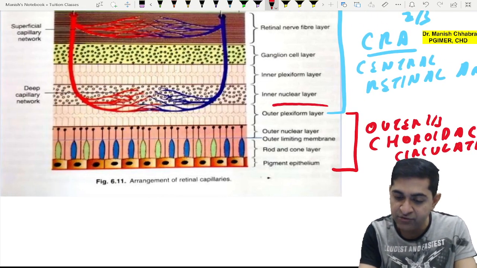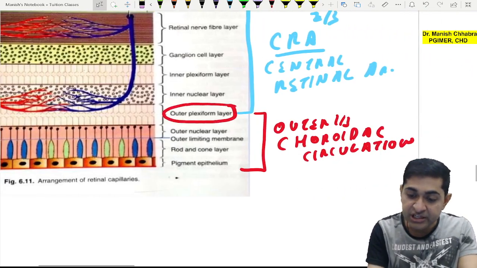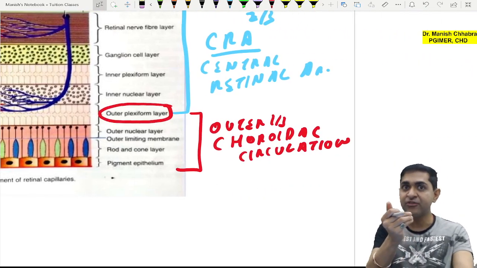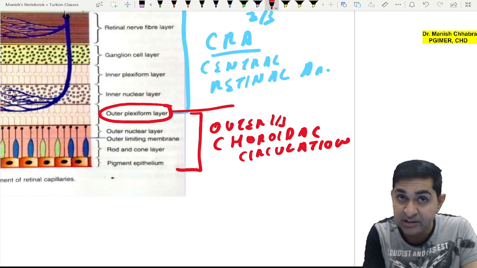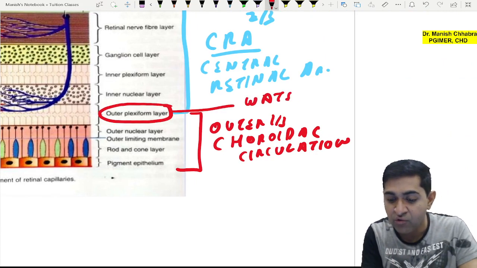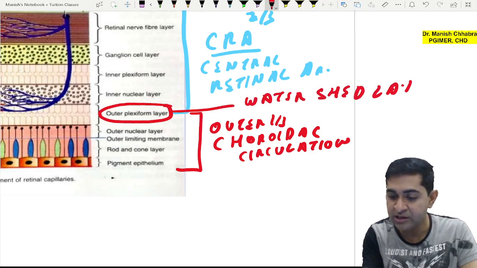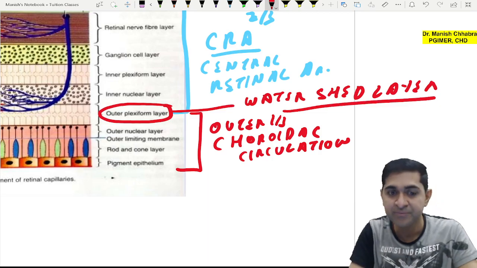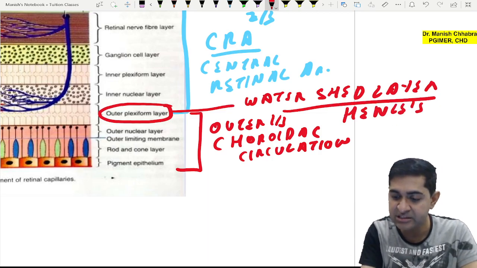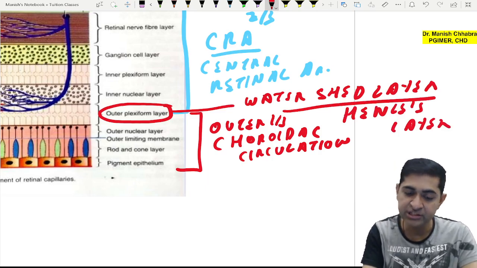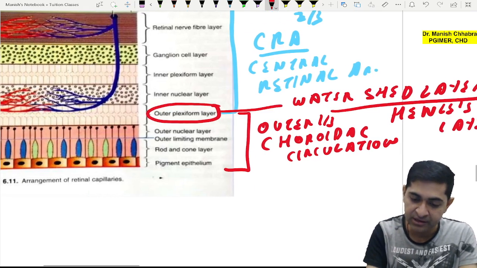This outer plexiform layer receives the blood supply partly from the central retinal artery and partly from the choroidal circulation. This layer is known as the watershed layer, or Henle's layer. So it is having dual blood supply.